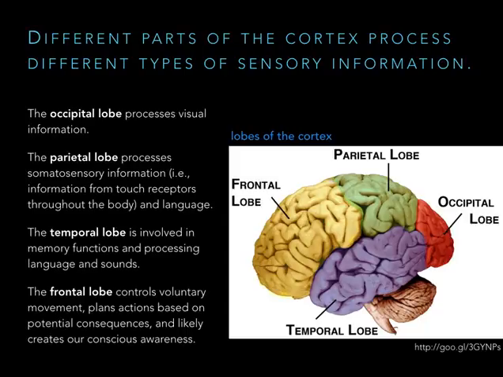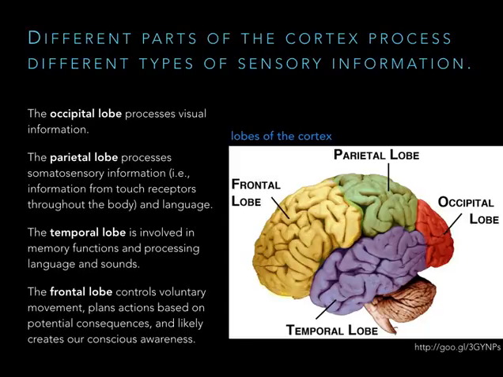The parietal lobe, colored green here, this is where we're going to process our somatosensory information. So whenever someone touches us, whenever we hear things, language is going to get processed there as well. The temporal lobe will also process language as well as other sounds. We're also going to have a lot of memory functions carried out in the temporal lobe down there.